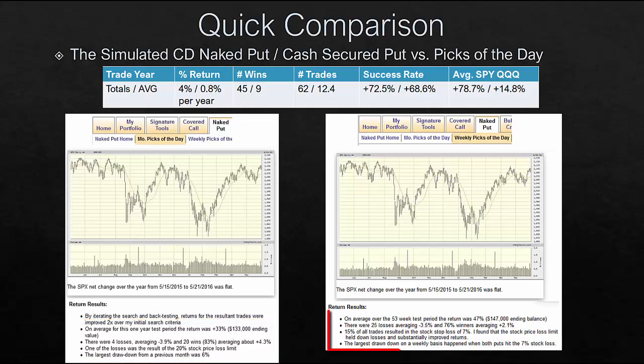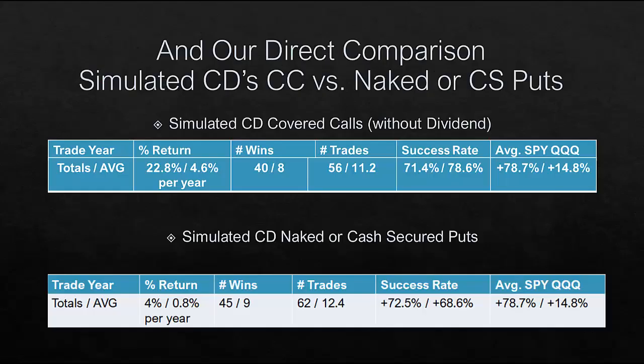The weekly naked puts over that same year again showed a 47% return, 76% winning trades. There were 25 losses over those trades, which averaged 3.5% per loss, and the average winner was a 2.1% yield. All right, so that's just that comparison. And our direct comparison.